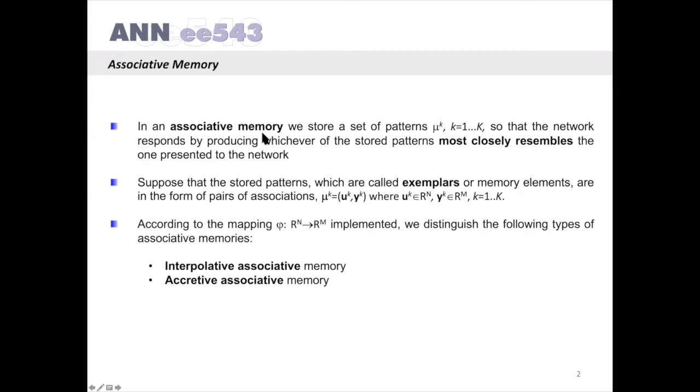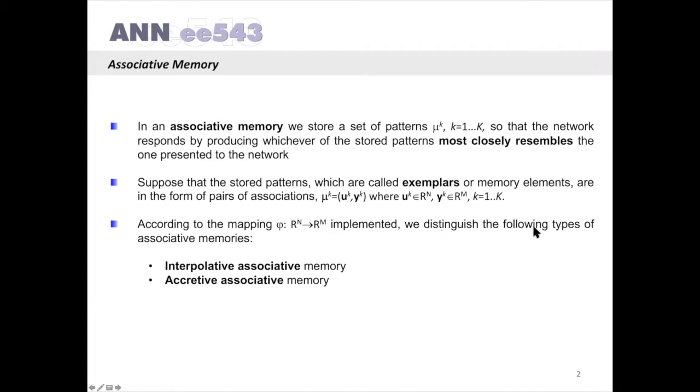As an associative memory, we store a set of patterns, mu k, k from 1 to capital K, so that the network responds by producing whichever of the stored patterns most closely resembles the one presented to the network. Suppose that the stored patterns, which are called exemplars or memory elements, are in the form of pairs of associations. Mu k is a pair of uk and yk, where uk is a vector in space Rn and yk is a vector in space Rm, k from 1 to capital K. The mapping phi, from Rn to Rm, that is from U patterns to Y patterns, is implemented.